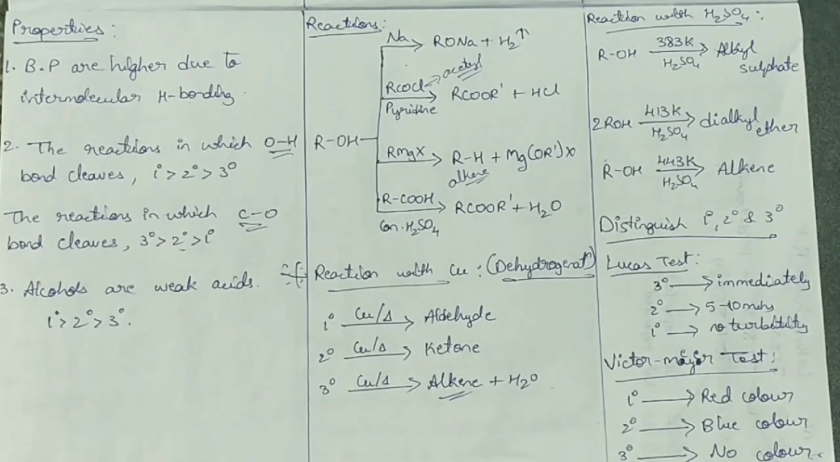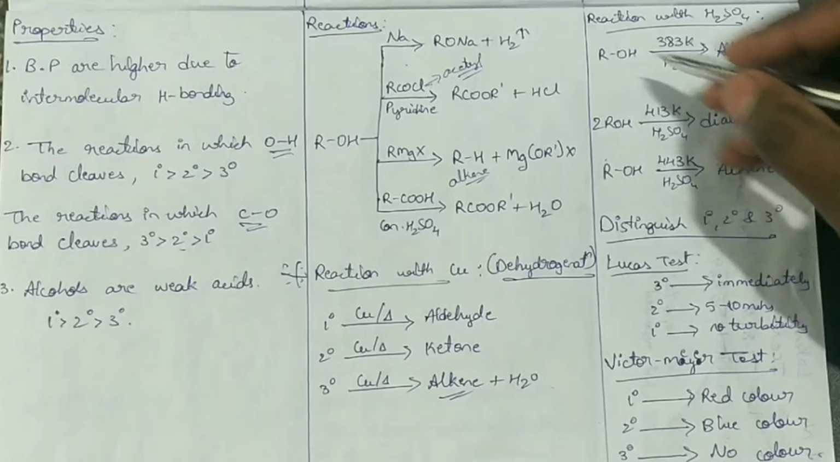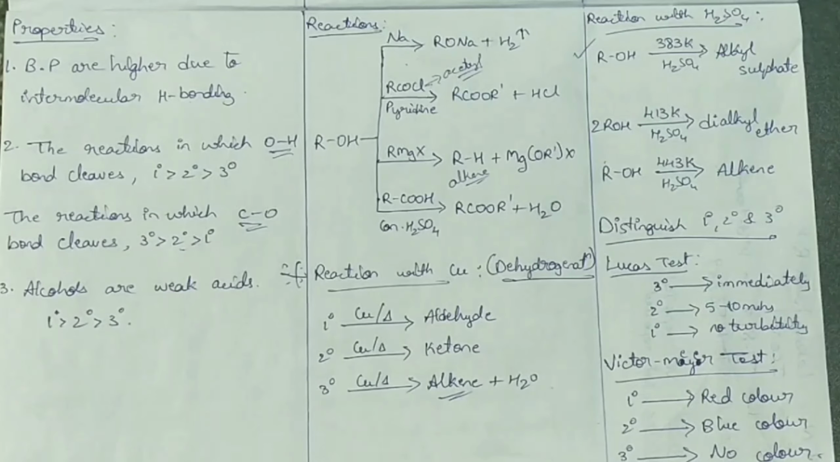The next reaction is also important: the reaction with concentrated H2SO4, where alcohol reacts with concentrated H2SO4 under three different conditions. At the first condition, when an alcohol is treated with H2SO4 at 383 Kelvin, it gives an alkyl sulfate.